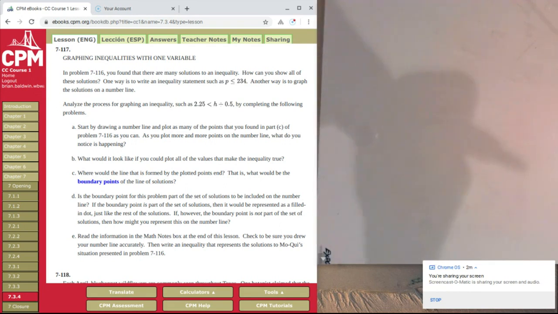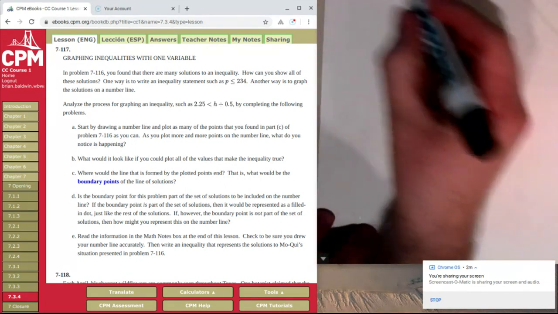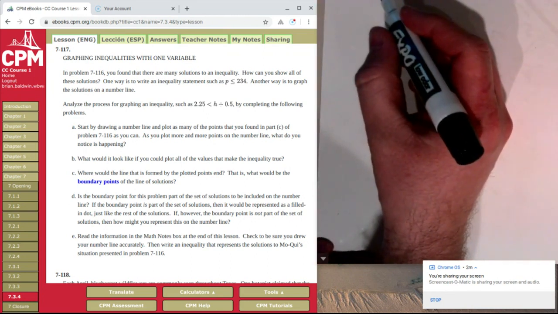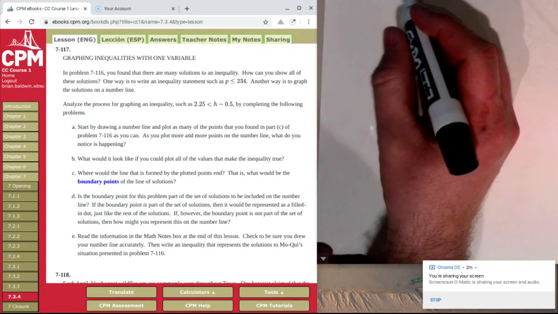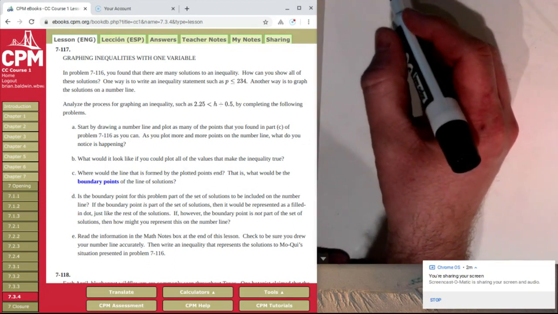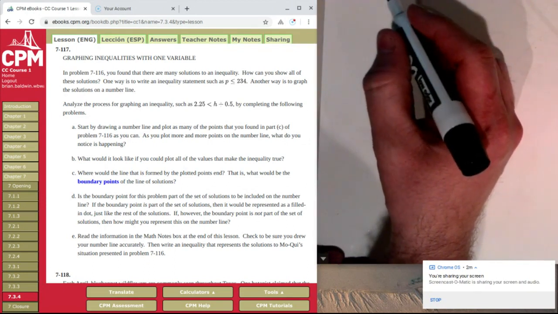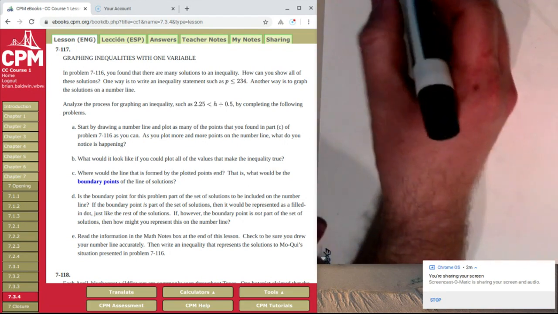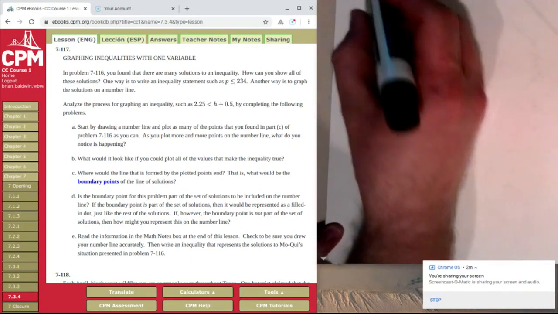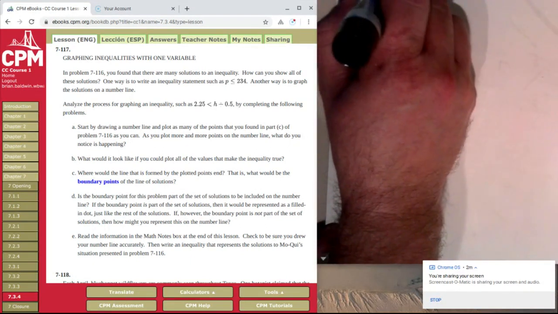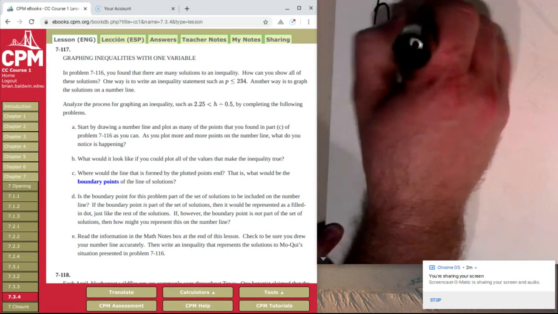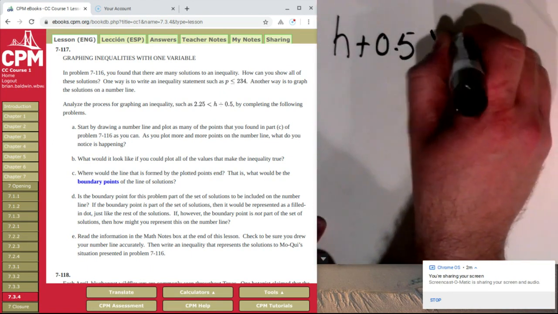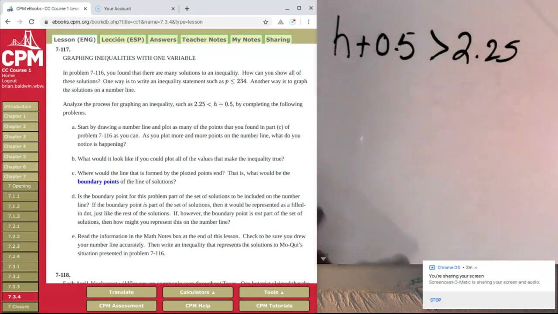So we all know how to graph a number on a number line. So we're going to build off of that information to graph inequalities. It says analyze the process for graphing an inequality such as 2 and 25 hundredths is less than h minus 5 tenths by completing the following problems. So we ended problem 116 with this inequality: h plus 5 tenths is greater than 2 and 25 hundredths.